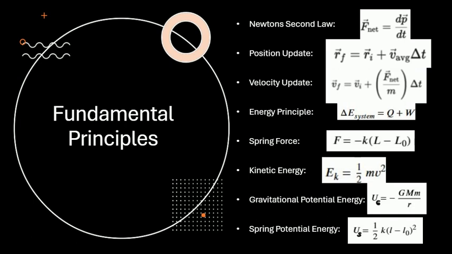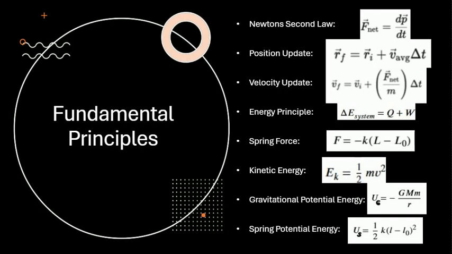The fundamental principles of physics demonstrated in this lab include Newton's second law, or the momentum principle. Position update, saying that the final position is equal to the initial position plus the average velocity times the change in time. The velocity update formula: final velocity equals initial velocity plus F net over the mass times the change in time. The energy principle: delta E of system equals Q plus W. Spring force: force equals negative k times L minus L initial.